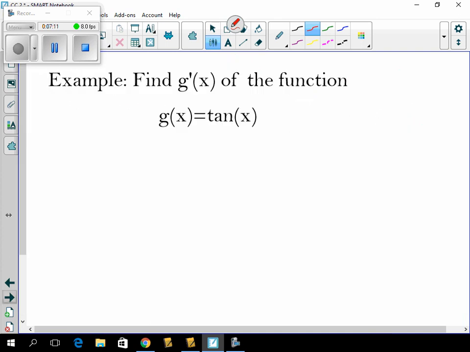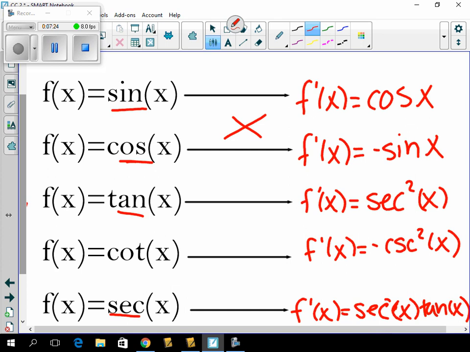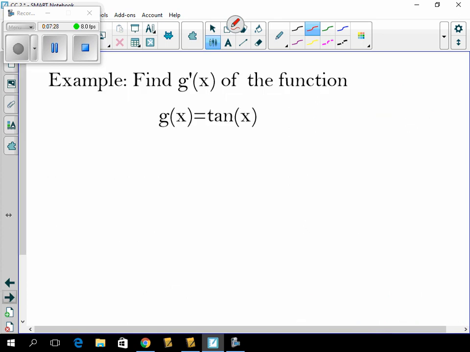This is just a basic example. Find the derivative of the function g of x equals tangent of x. This is an example where I just look back in my notes and see, okay, the derivative of tangent of x is secant squared x. So g prime of x is just secant squared x. And it's as simple as that.